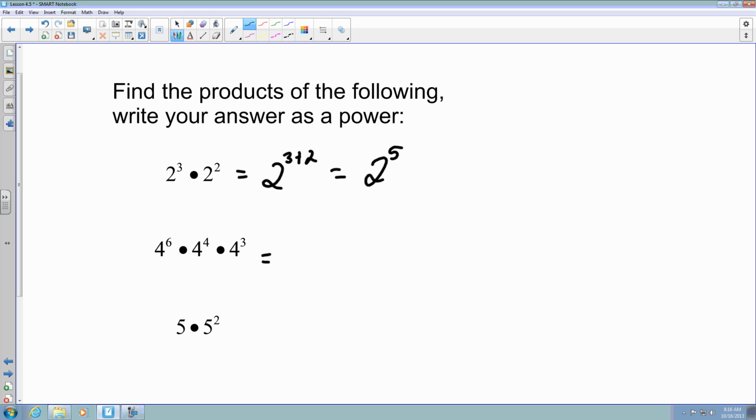The second one, they have the same base of 4, and now I can just add the exponents. I can do 6 plus 4 plus 3. So this is 4 to the 13th power. Last one, I have the same base of 5, and this is where it's kind of tricky. Even though there's no exponent on that left 5, it's actually 5 to the 1st power. So when you add the exponents together, it's 5 to the 1 plus 2 power, which equals 5 to the 3rd power.